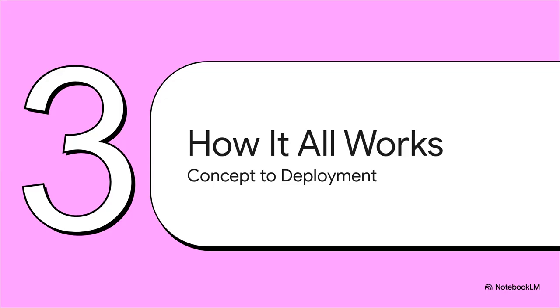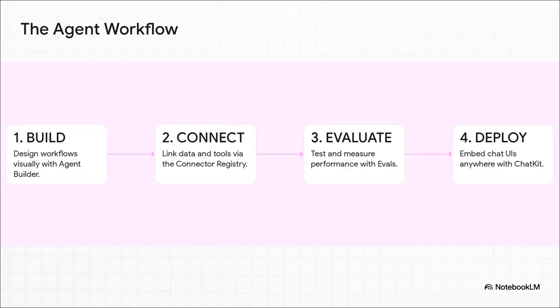Okay, so we've covered the what and the why. Now let's get into the how. How does this all actually work when you sit down to build something? The workflow is actually beautiful in its simplicity. First, you build your agent's logic on that visual canvas. Step 2, you connect it to all the tools and data it needs, maybe your company's APIs or an internal knowledge base. Third, you evaluate its performance using the built-in testing tools to make sure it's reliable and accurate. And then, once you're happy with it, you deploy it wherever you need it, on your website, as a Slack bot, or even right inside your own app.